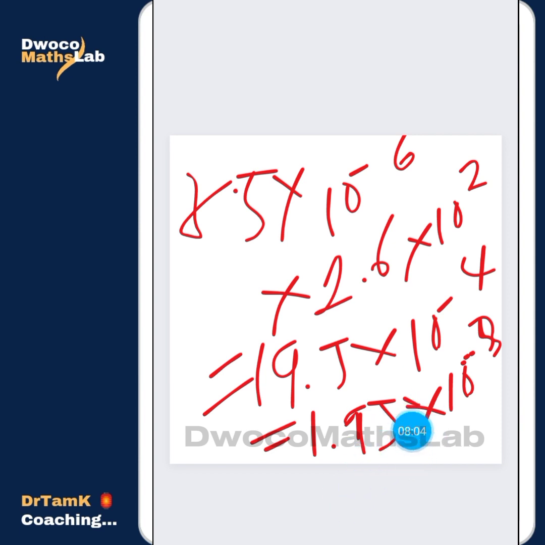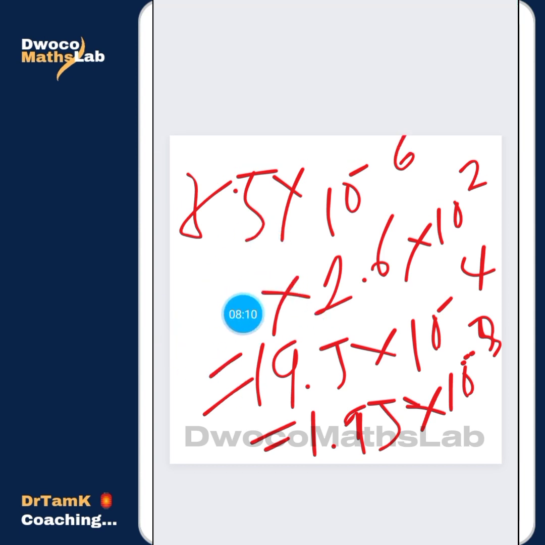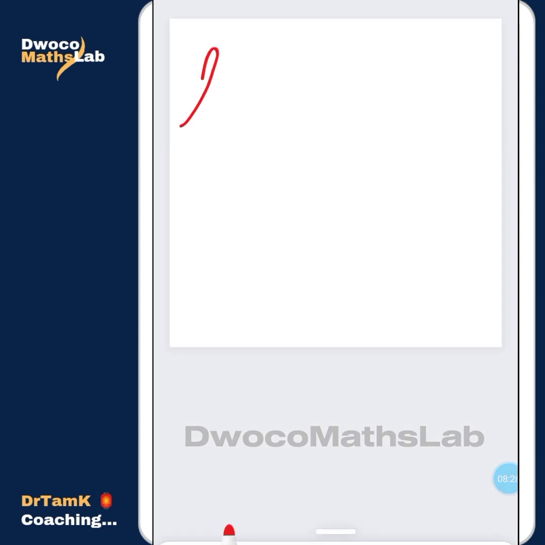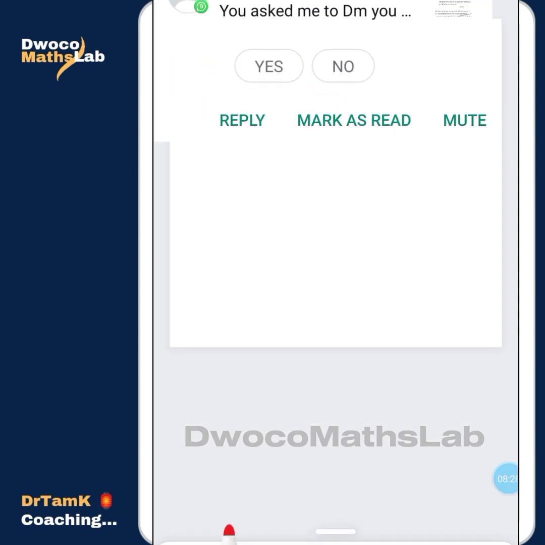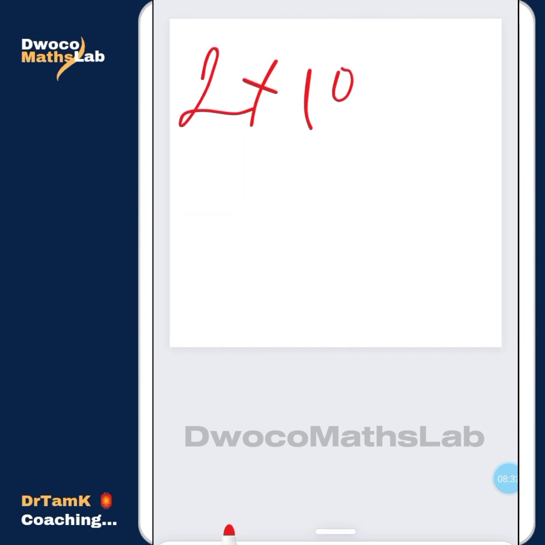If you have to take this to maybe 1 decimal place, because you are going by standard, the values 7.5 and 2.6 are actually 1 decimal place, so we can take this to 1 decimal place. Rounding 1.95, the 5 going up gives us 2. So our value is going to be 2 times 10 to the power minus 3.